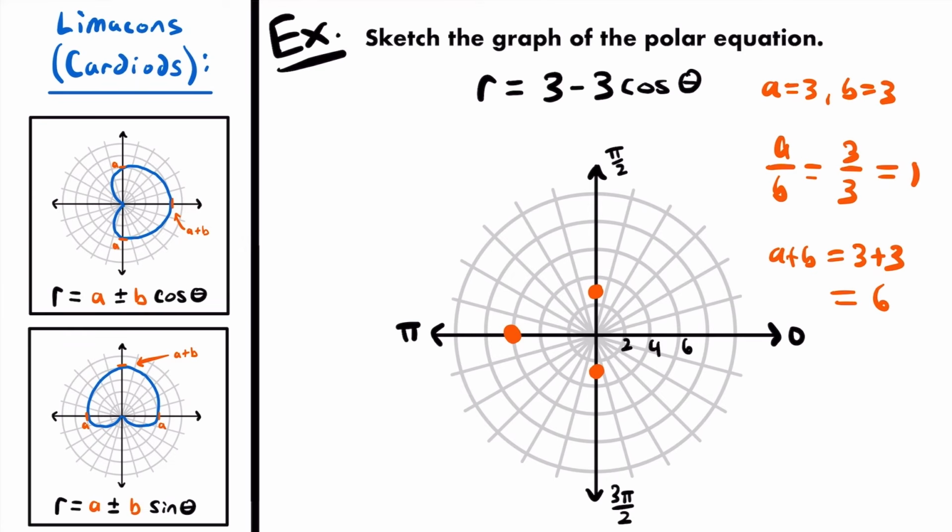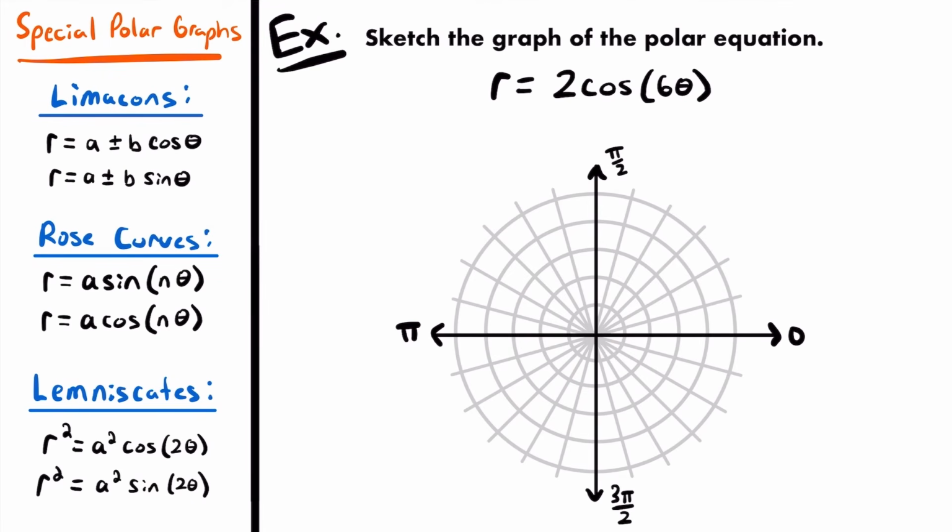Okay, so now we can draw our graph. Our cardioid is going to meet at the origin, but it's going to come out, pass through this point, go through this back end point, come through this point, and then meet back at the origin. That right there is a sketch of the cardioid represented by this polar equation.